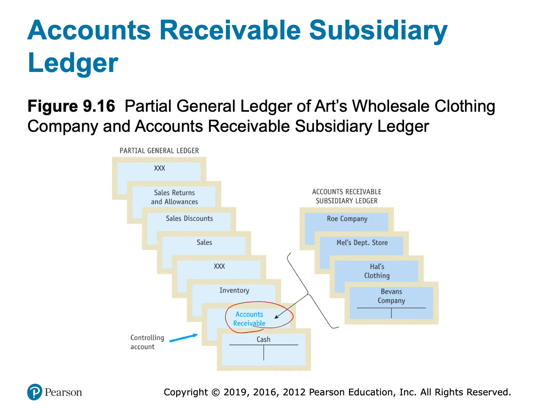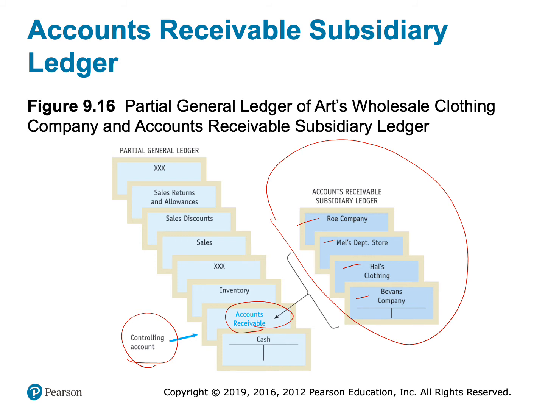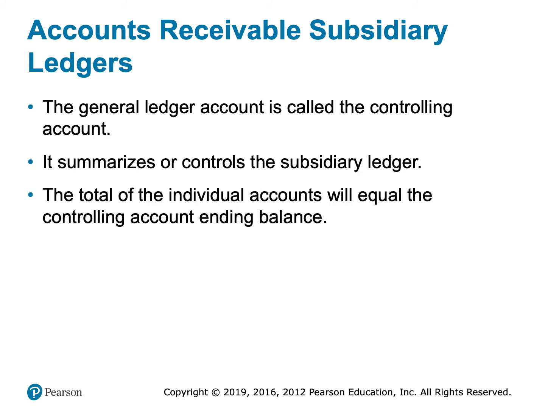So here I see I have the accounts receivable T account here. And notice now I've got my subledgers for Roe and Mel and Hal and Bevan's company. And these are the subledgers. Now the thing is the sum of the balances in the subledgers always equals the balance in the accounts receivable account. This is called the control account or the controlling account. So this balance in the controlling account always equals the sum of the subsidiary ledgers. So again, the general ledger account is called the control account, and the totals have to equal. So the total of the subsidiary ledgers has to equal the balance in the control account.